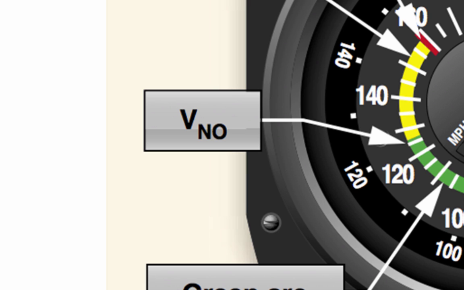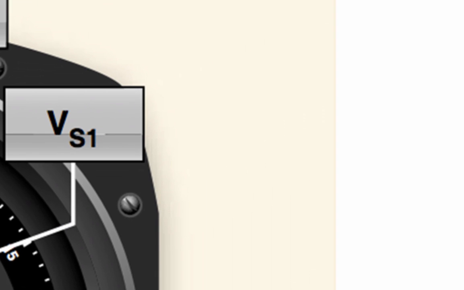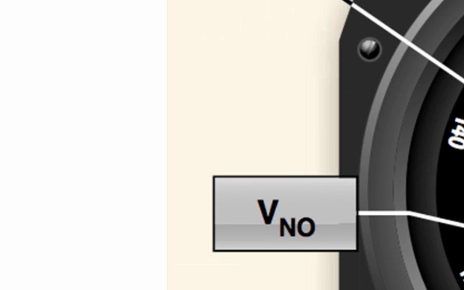4. Green arc, the normal operating range of the aircraft. Most flying occurs within this range. 5. Lower limit of the green arc, VS1, the stalling speed or the minimum steady flight speed obtained in a specified configuration. For most aircraft, this is the power-off stall speed at the maximum takeoff weight in the clean configuration, gear up if retractable, and flaps up. 6. Upper limit of green arc, VNO, the maximum structural cruising speed. Do not exceed this speed except in smooth air.